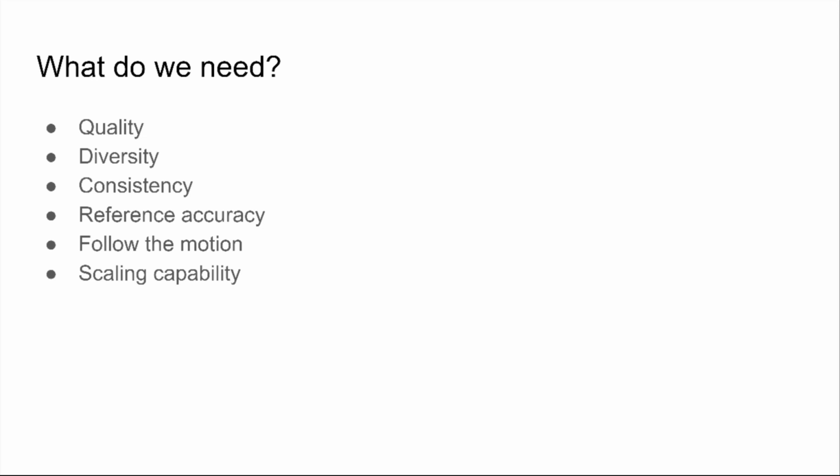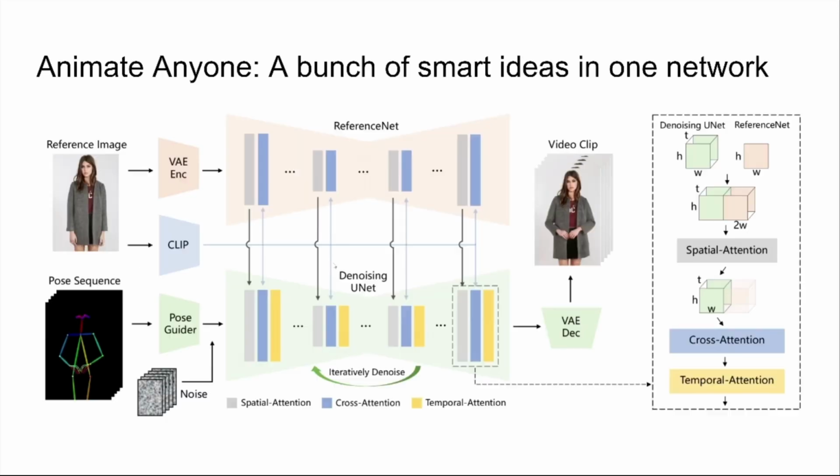And another thing is, of course, we need to follow the human motion. And the final thing is, we want this model to be scalable, either in the character, in the diversity, and also in consistency. For example, the long video consistency. So all of this is kind of solved by the paper I'm presenting today, the Animate Anyone and Champ. Then let's see how they solve this.